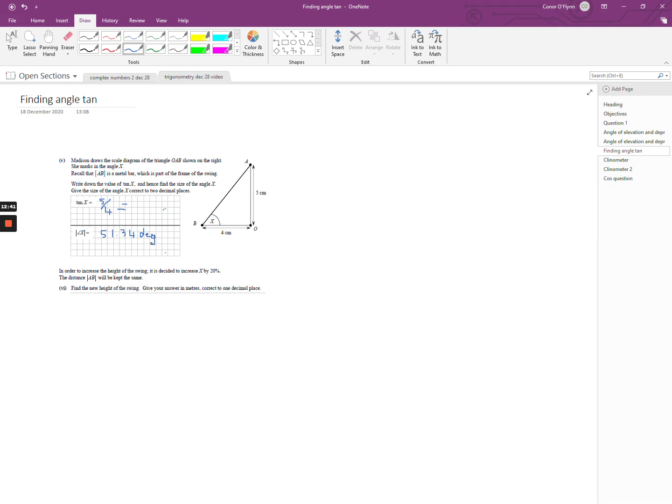Okay, so now they're saying, in order to increase the height of the swing, increase x by 20%, and angle AB is the same. Find the height of the new swing. Okay, so we'll just do a rough sketch here.